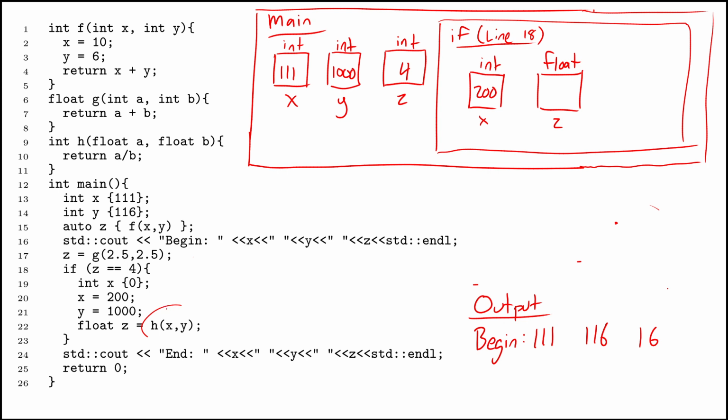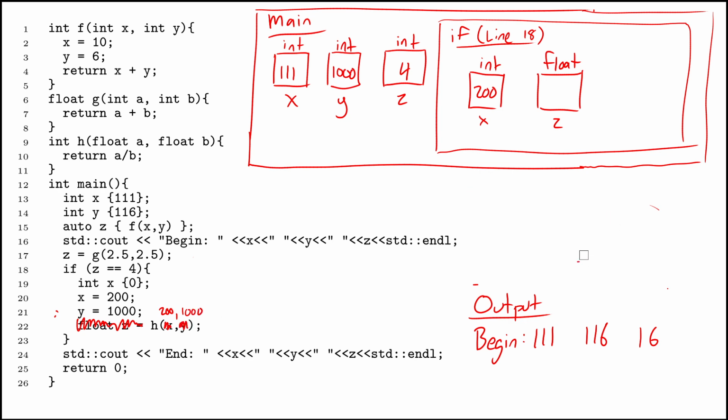It's going to be set to the result of this assignment. I'm going to set it using the result of this function call, h of x, y. I'm going to cross off the left-hand side while I work on that. So the value of x in this scope here is 200. So x gets subbed in for 200. The value of y in this scope is 1,000. So I'm going to call h with those 2 arguments.